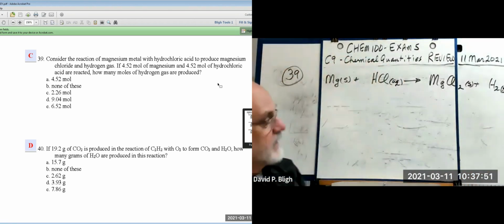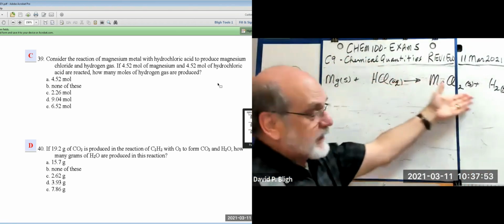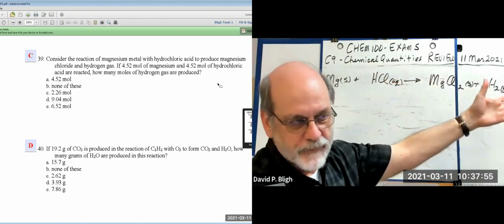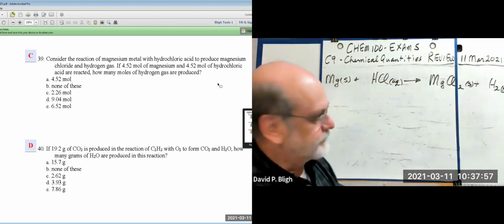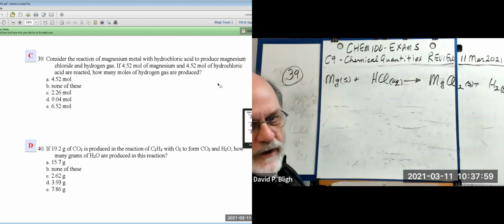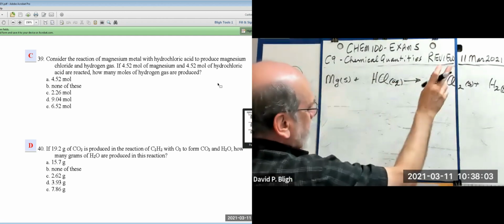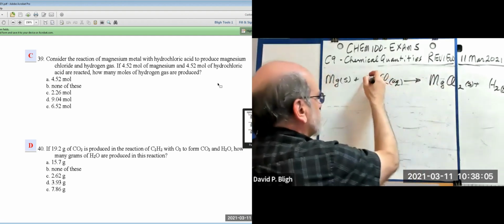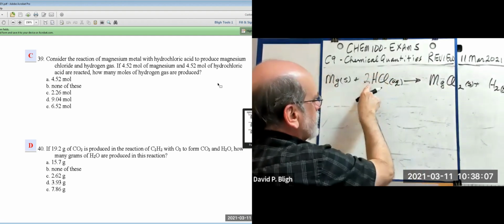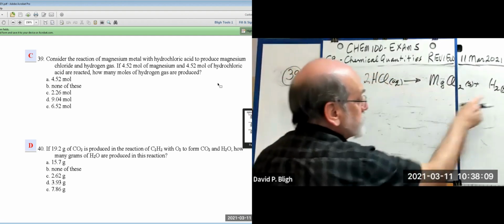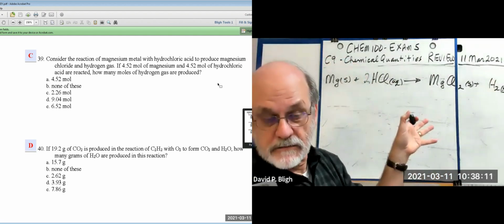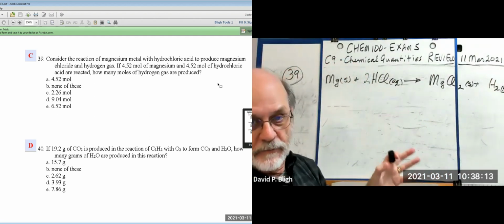All right. Now that we've written our compounds correctly and our elements, balance the equation. This one should be fairly simple. Right? Magnesium on both sides, 1 of them. We need 2 chlorines. 2 chlorines, 2 chlorines, 2 hydrogens. It's balanced. Right, so that was simple.